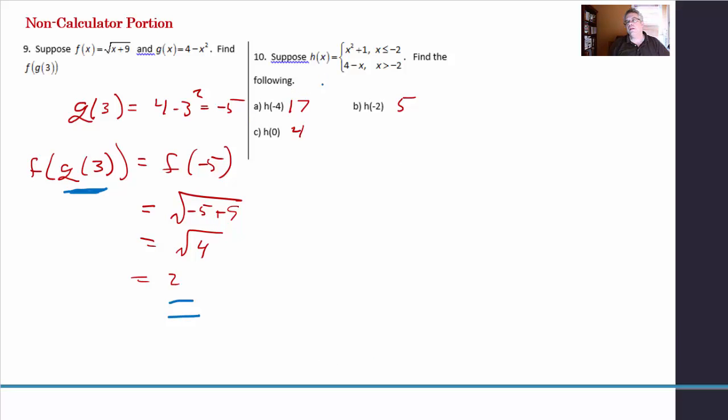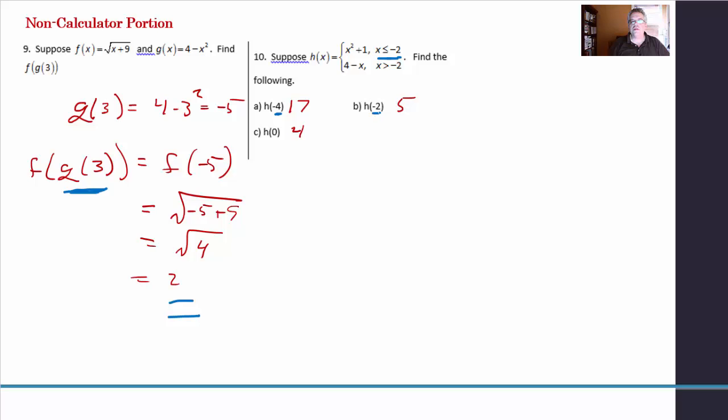All right, now evaluating a piecewise function. So this has 2 pieces, 2 different parts. It could have 3, it could have 4, it could have any number. So we just got to decide which piece we're supposed to use. To find h of negative 4, I got to figure out which piece that belongs to. Well, the first one is x is less than or equal to negative 2. Negative 4 satisfies that, so I'm going to use that rule. Negative 4 squared plus 1 is 17.